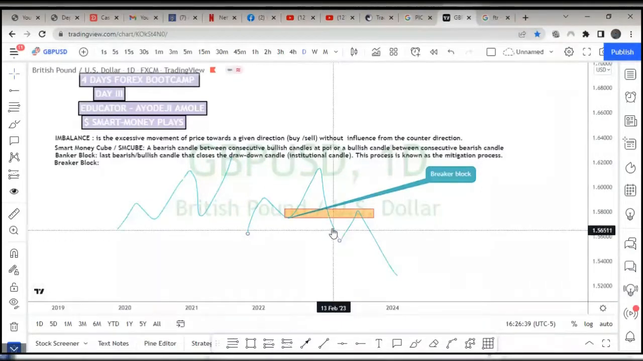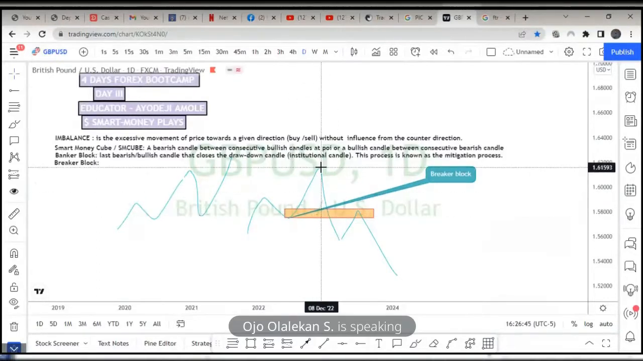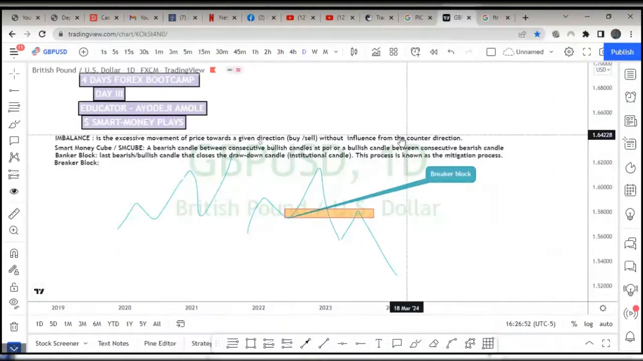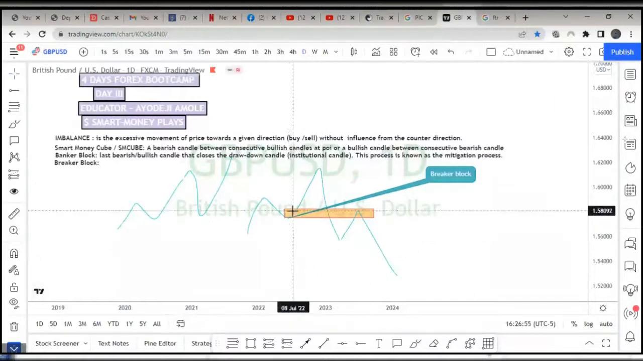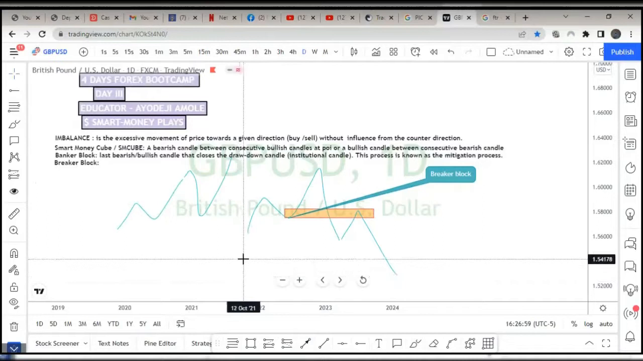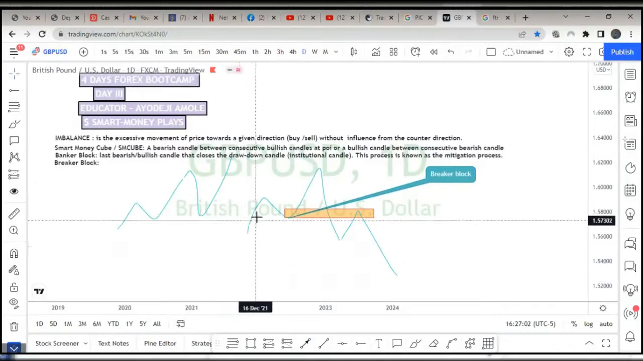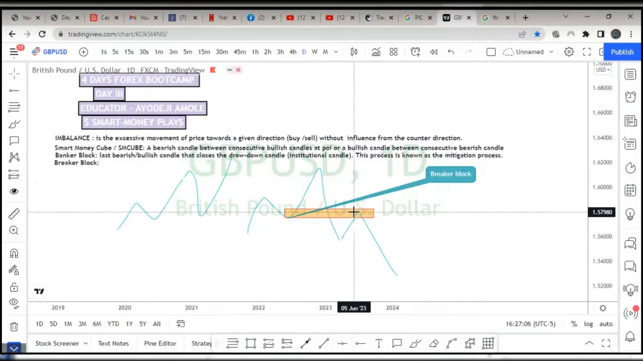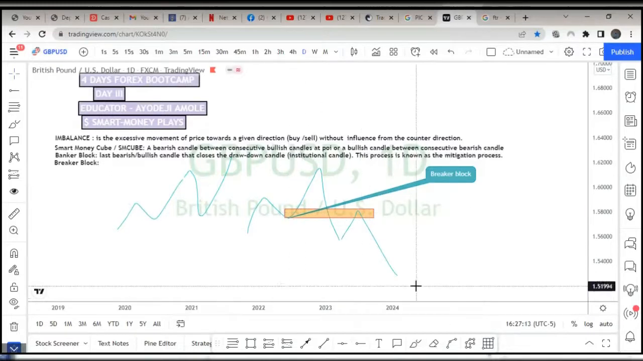We all know Judas to be a betrayer. So this block betrayed this buy trend. The block betrayed the buy trend. So this guy can come back to this block that couldn't hold price and then sell down from there.